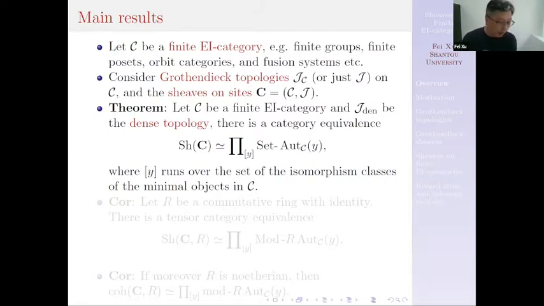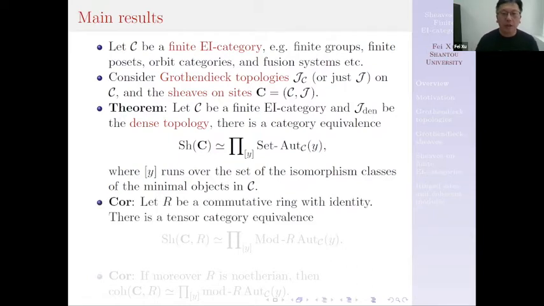So the prototype is probably transporter categories and orbit categories. And these are sheaves of sets, and we are interested in linear representations. So based on this equivalence, we can continue to look at sheaves of R-modules. In this case, we're going to have an equivalence between the sheaf category of R-modules and the product of some module categories of group algebras.